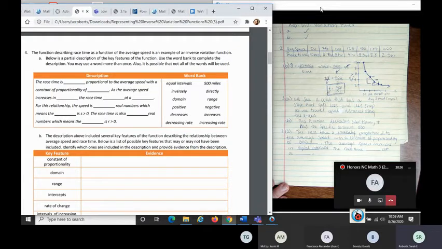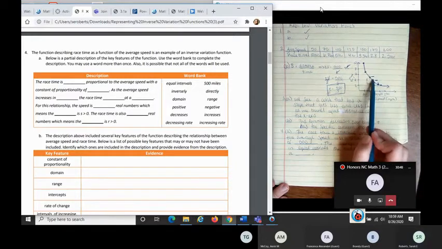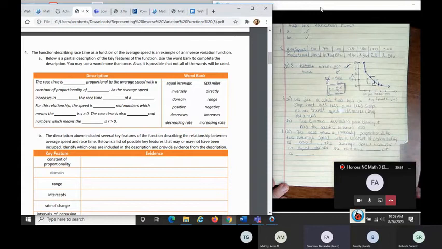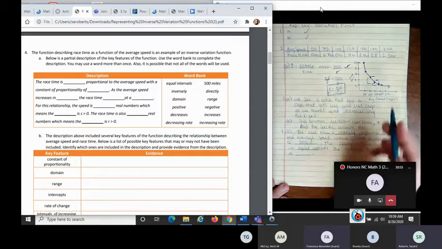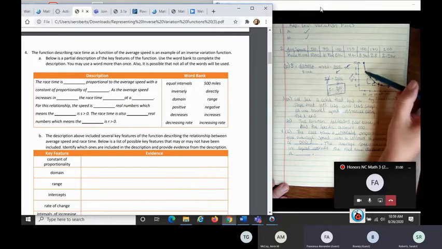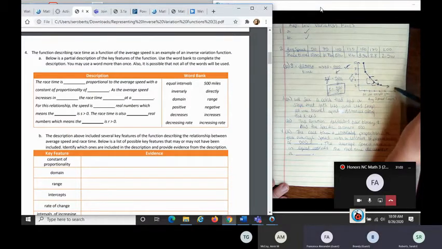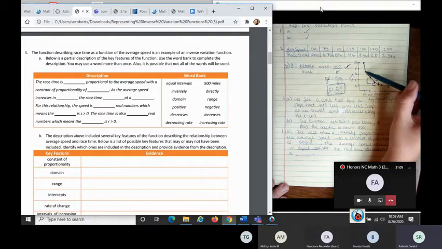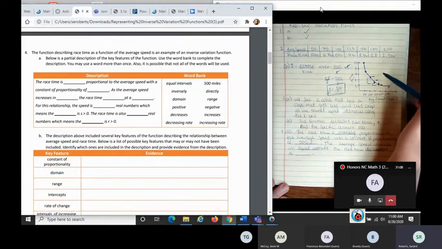So what do you guys say for that? What does the race time do as we move along our speed? What does this time do? It decreases. Yeah, so it decreases. Is it decreasing fast or slow? It's like fast at first and then it slows down, right? Yes. So because it's fast at first and then it slows down, that means the rate that it's decreasing at is decreasing.